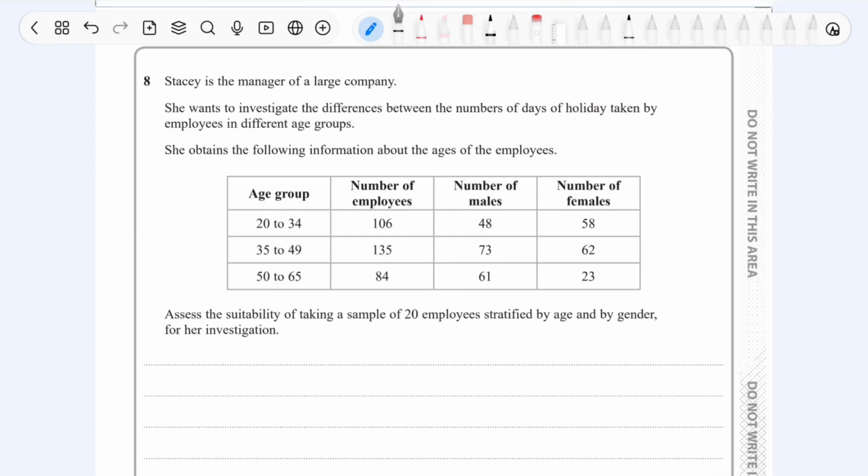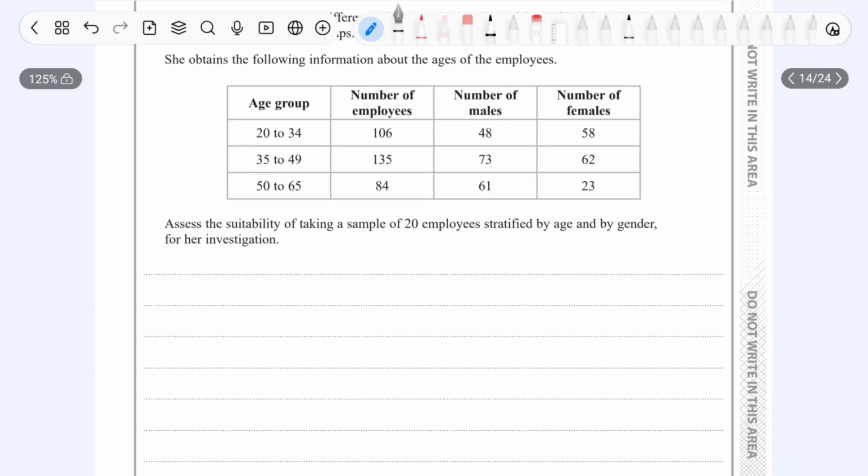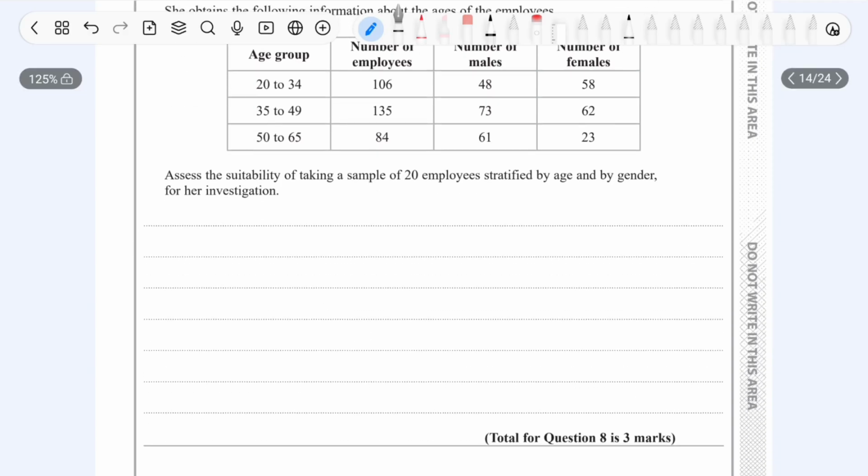Question 8. Stacy is the manager of a large company. She wants to investigate the differences between the number of days of holiday taken by employees in different age groups. She obtains the following information about the ages of the employees. And here's the data, and we need to assess the suitability of taking a sample of 20 employees stratified by age and by gender for her investigation.